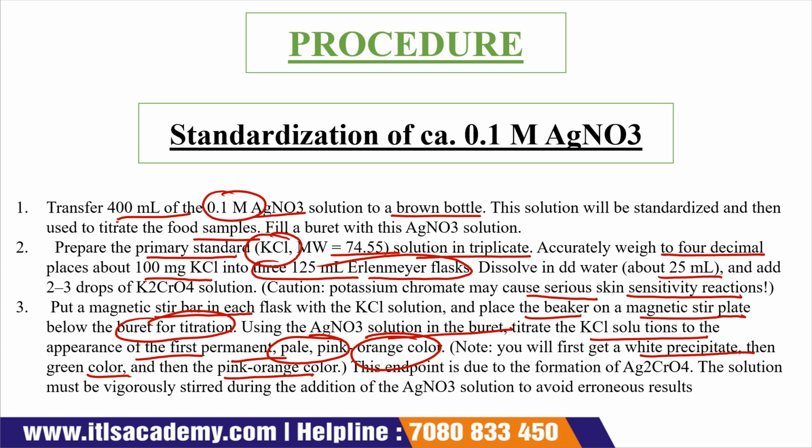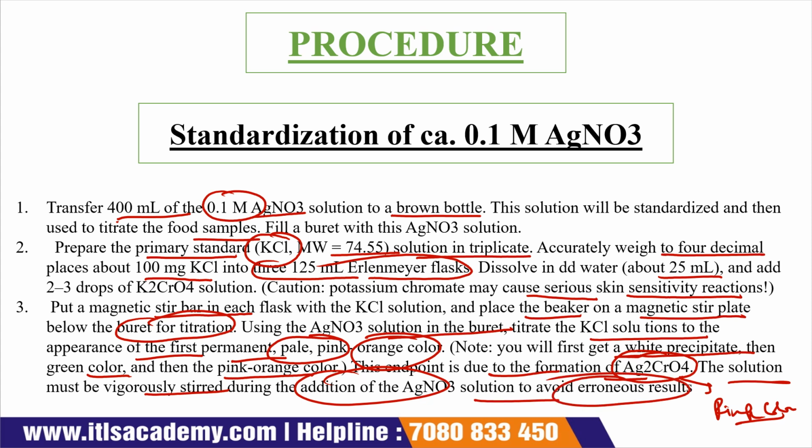Okay, when we are titrating, first we get a white precipitate. Then this white precipitate is converted into a green color, and this green color is converted into a pink orange color. The end point is due to the formation of Ag2CrO4. Okay, this is the reason for the pink color.